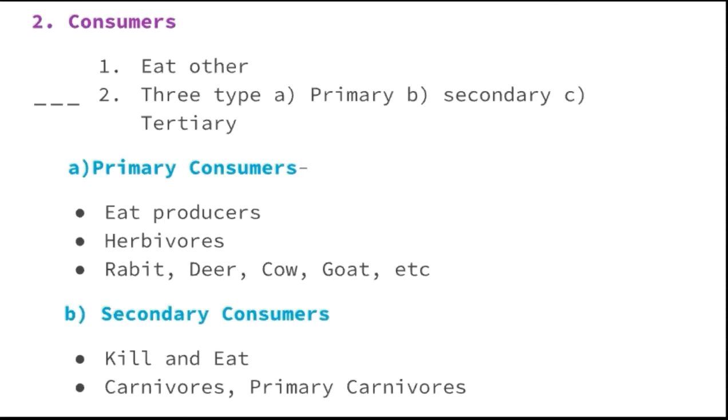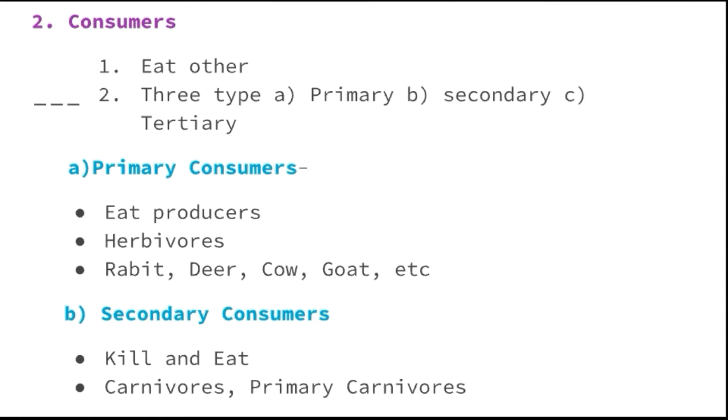Next is the consumer. Consumers are organisms which eat other organisms. What is meant by consumers? Consumers are organisms which eat other organisms, and they totally depend on the producers. All animals are consumers. Why? Because they totally depend on other organisms.